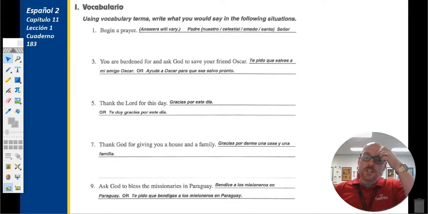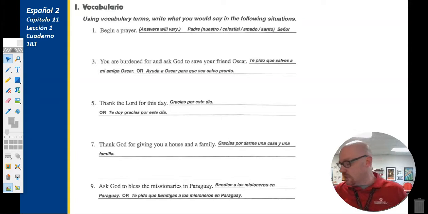Vocabulario. Using vocabulary terms, write what you would say in the following situations. Now this goes over our prayer vocabulary that we've been working on. Número uno, begin a prayer. Well, there are many different ways that you could begin a prayer. Those are located in your textbook in página 280. You could have something like Padre Nuestro, our Father, Padre Celestial, Heavenly Father, Padre Amado, Beloved Father, Padre Santo, Holy Father. You could say Señor, Lord, many different ways that you could start a prayer.